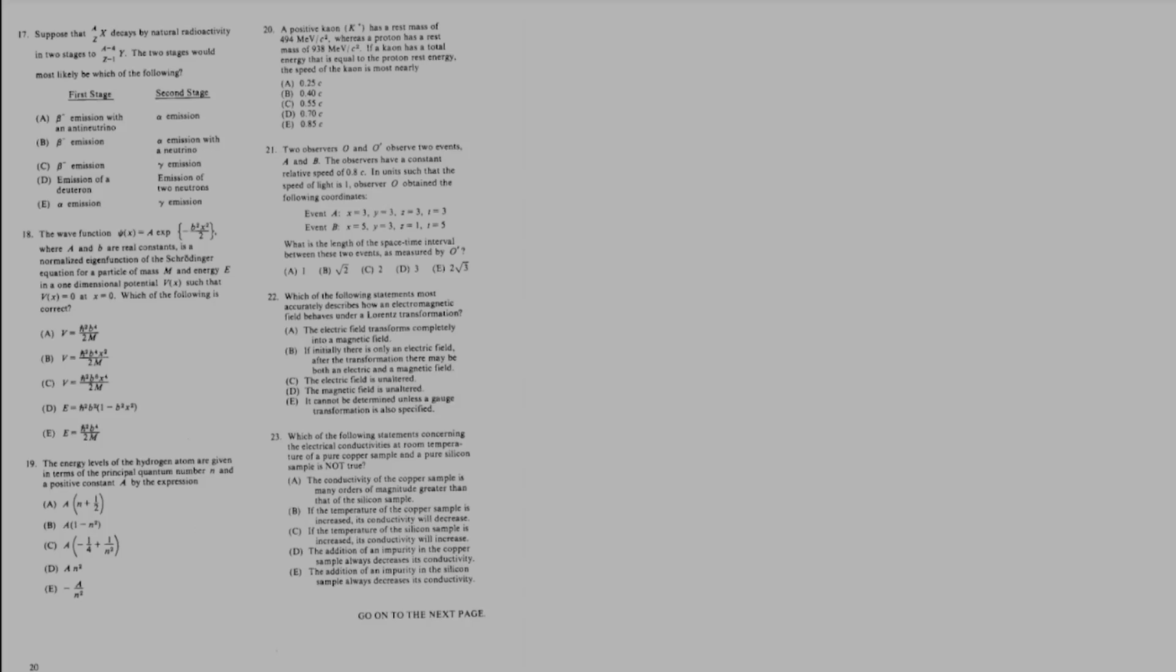All right, back with the next page. Next problem. Suppose that a nucleus decays by natural radioactivity in two stages. Let's just start with the first one. So I've got the nucleus, the protons, and it goes to A minus 4, Z minus 1, Y.